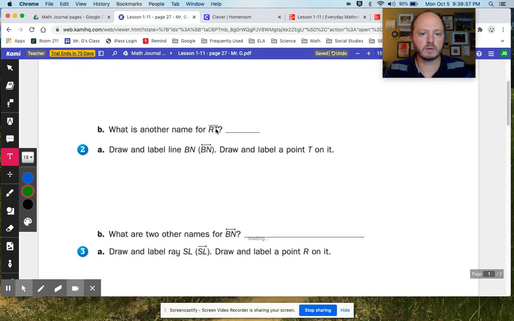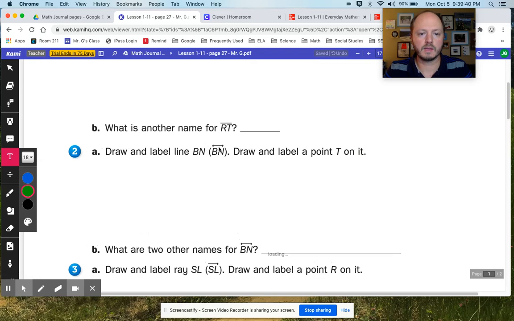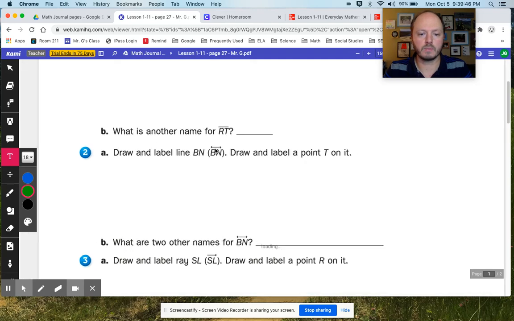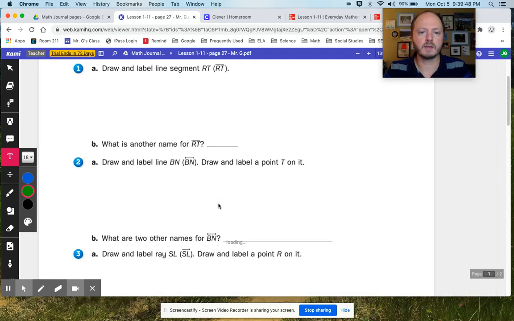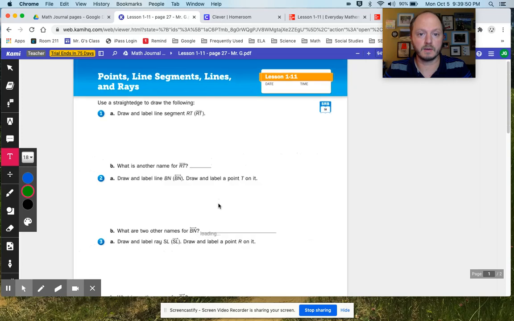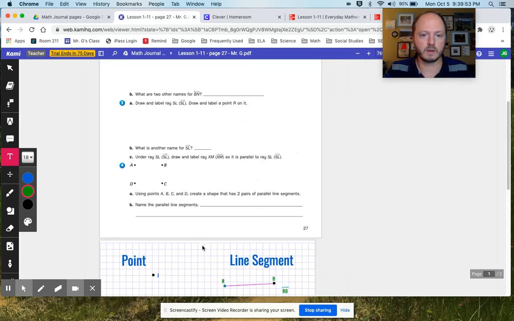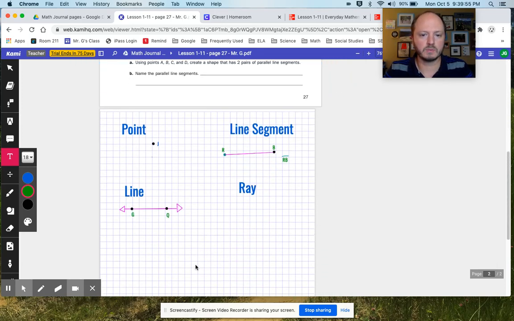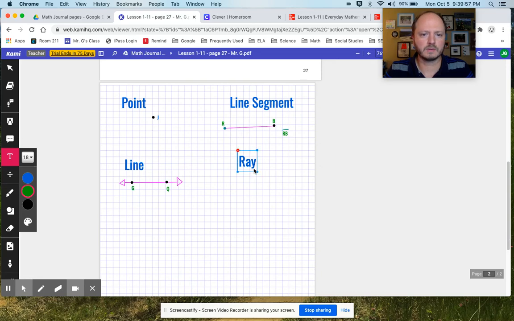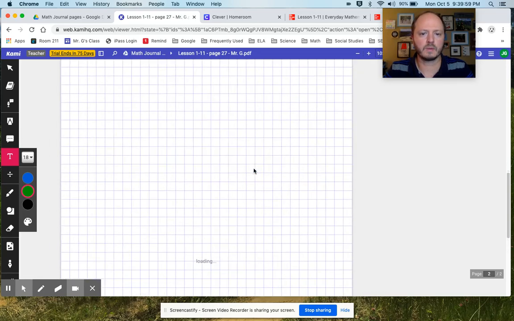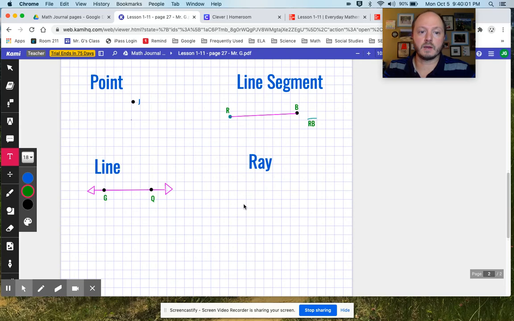This right here, they want you to draw and label line BN. And you see the symbol where there's arrows on both sides? There we go. So that is what a line looks like, okay? And I've zoomed out way too much. Let's zoom back in. So line, segment, point, and ray, okay?